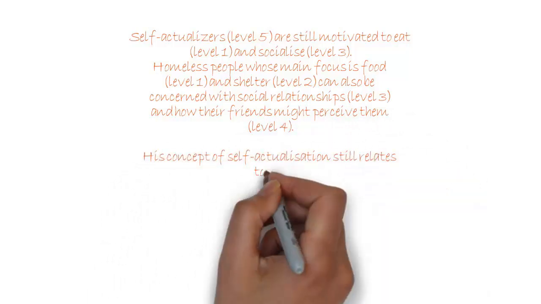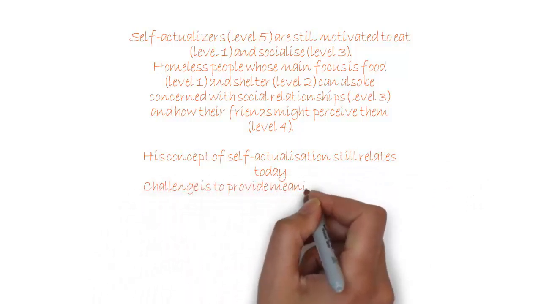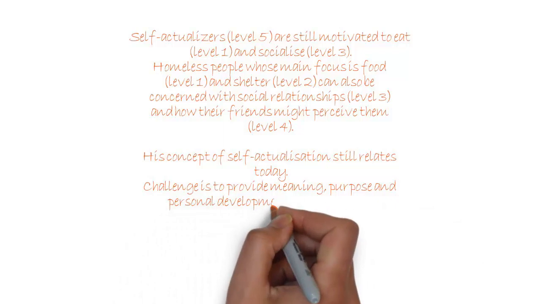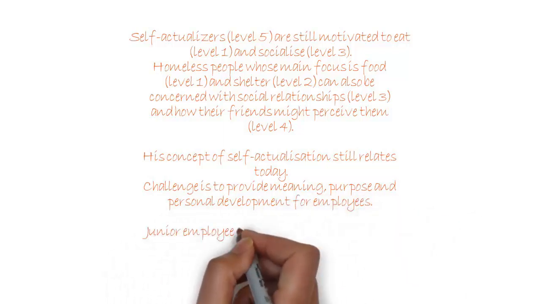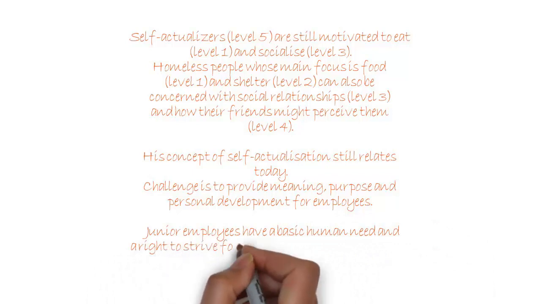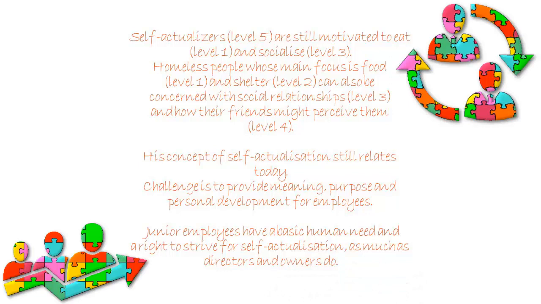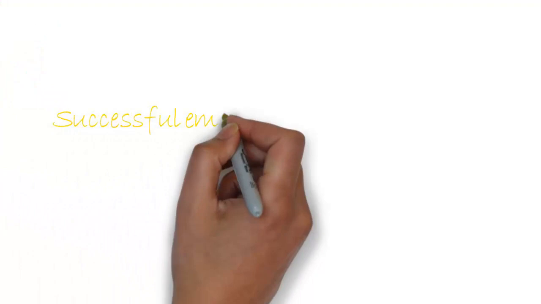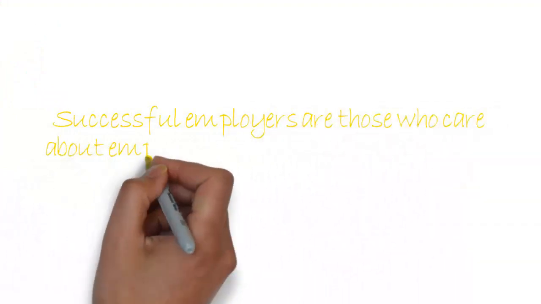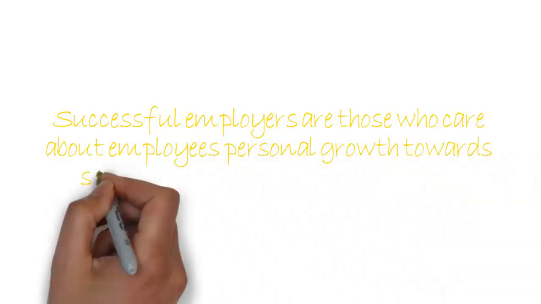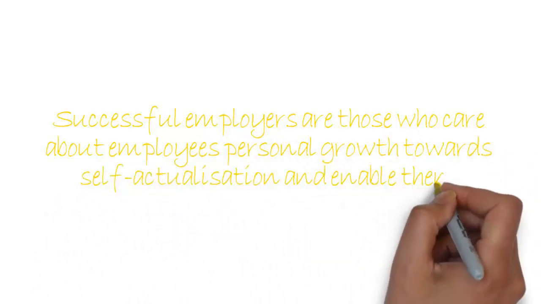Maslow's work and ideas extend beyond the hierarchy of needs. His concept of self-actualization still relates to today's employers and organizations. The challenge they face is to provide real meaning, purpose, and personal development for their employees' lives. Maslow saw that even the most junior employees have a basic human need and a right to strive for self-actualization, just as much as directors and owners do. Today's successful organizations and employers are those who genuinely care about their employees' personal growth towards self-actualization and encourage and enable them.